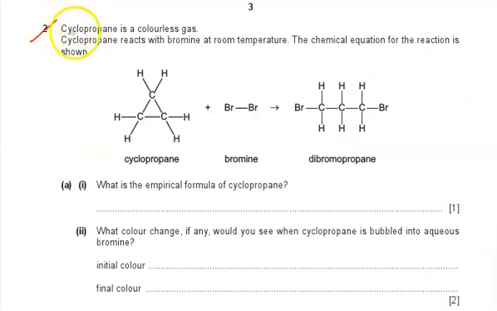Now we have here cyclopropane is a colorless gas. Cyclopropane reacts with bromine at room temperature. Okay, this is supposed to be a brown color. So when it breaks up the bromine, this one will become colorless. So you can expect a question in that way. The chemical equation for the reaction is shown.